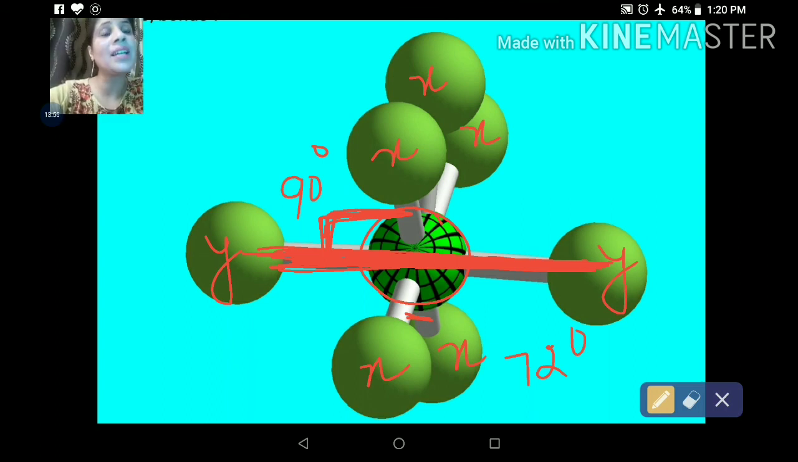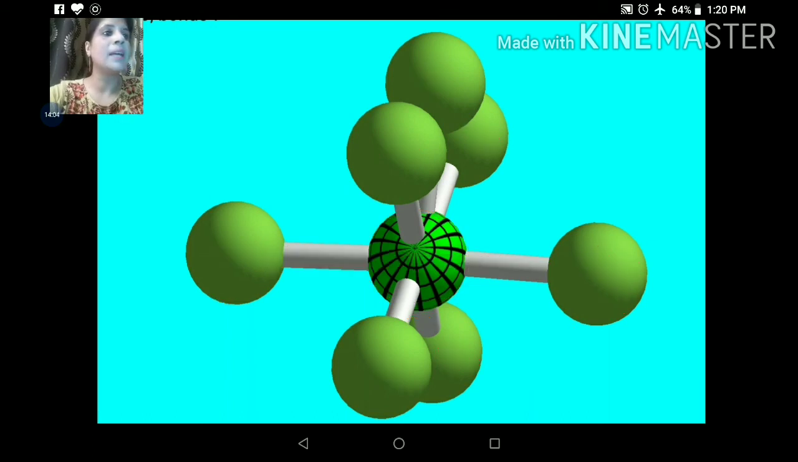Why pentagonal? 5 are in plane. Why bipyramidal? Because 2 are out of plane. Because of the 2 we say bipyramidal. So pentagonal bipyramidal is the geometry.